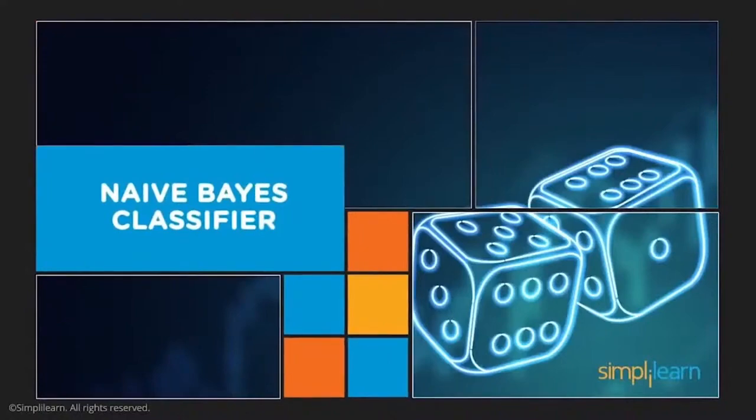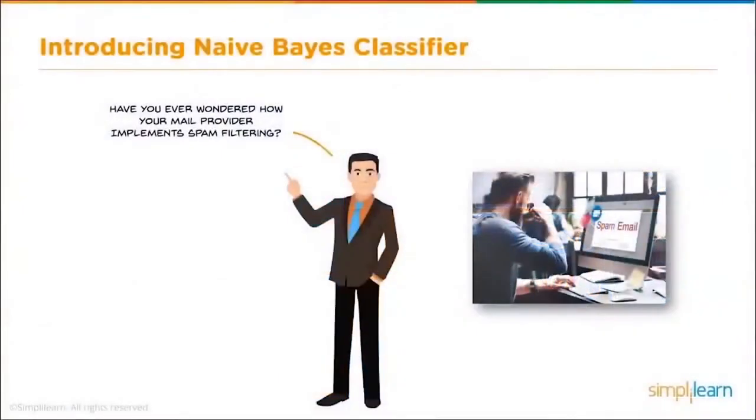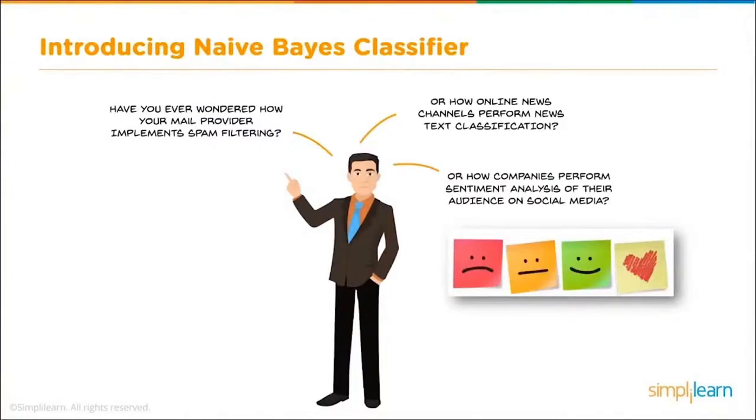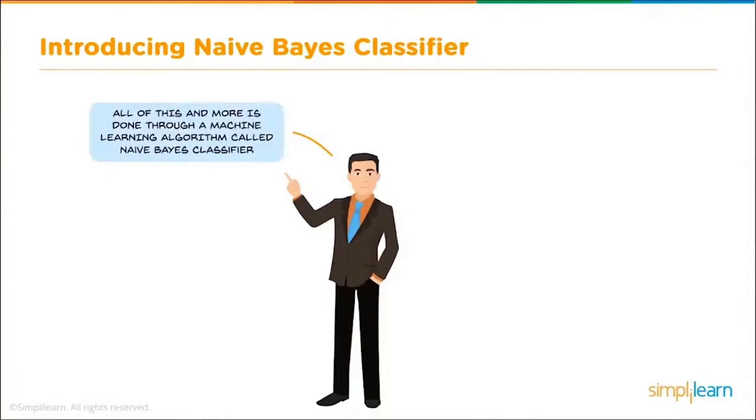Introducing Naive Bayes Classifier. Have you ever wondered how your mail provider implements spam filtering, or how online news channels perform news text classification, or how companies perform sentimental analysis of their audience on social media? All of this and more is done through a machine learning algorithm called Naive Bayes Classifier.